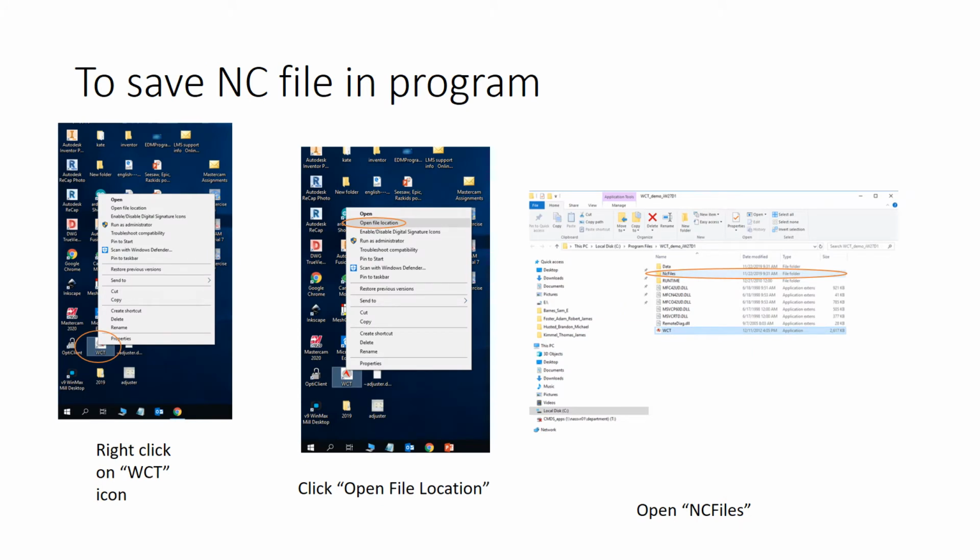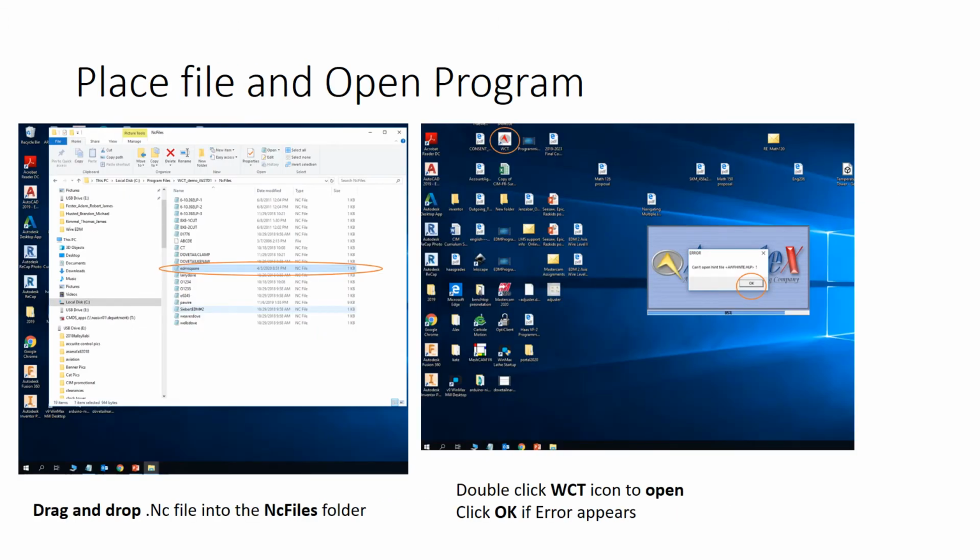If I want to save that into my program so I can use it, I'll explain more about why later. We're going to right click on our WCT icon. I'm going to hit Open File Location, and that's going to open up this directory of WCT files. I'm going to click on the NC File folder. Once I have that NC Files open, I'm then going to drag my EDM Square file into that directory so that it's available to me when I open my software.